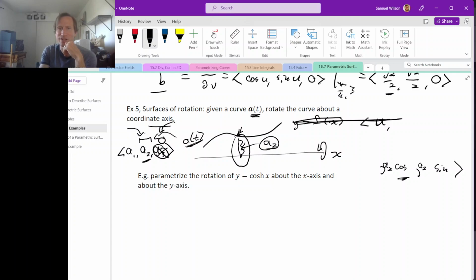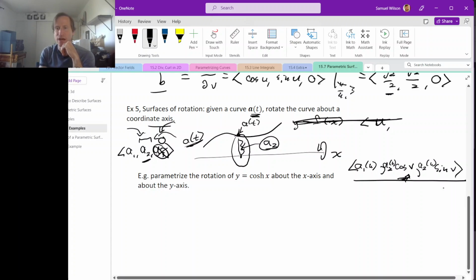The x coordinate just depends on whatever this spot is. This is A of t right here. And let's use u instead of t for our parameter. So this is going to be A1 of u. This is A2 of u, and this is A2 of u. And then we need a new parameter to use as our angle that sends us around the circle in the YZ direction, so that will be v. Okay. So here is how we could rotate a curve about the x-axis if the curve starts in the xy plane.